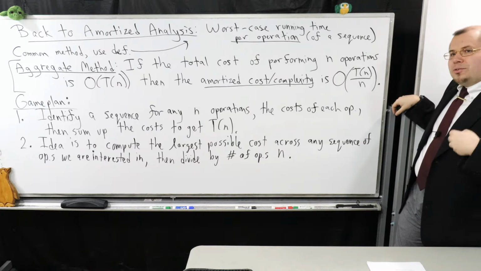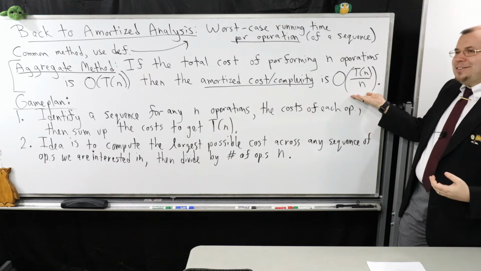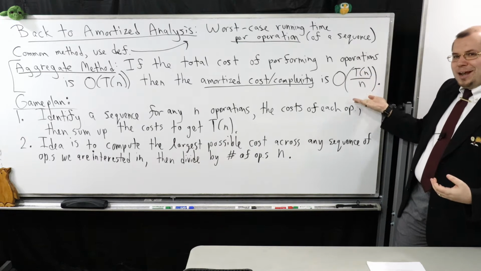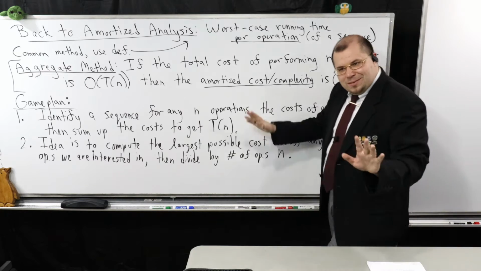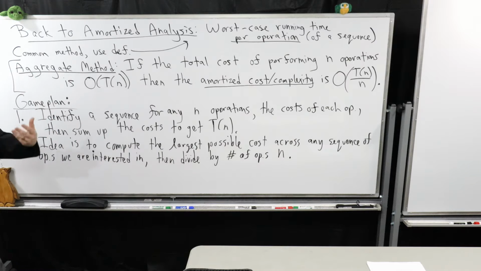If I want to know the amortized cost, or the amortized complexity, all I simply do is take the total cost over the number of operations I did. And that's how you calculate the amortized complexity using this aggregate method.